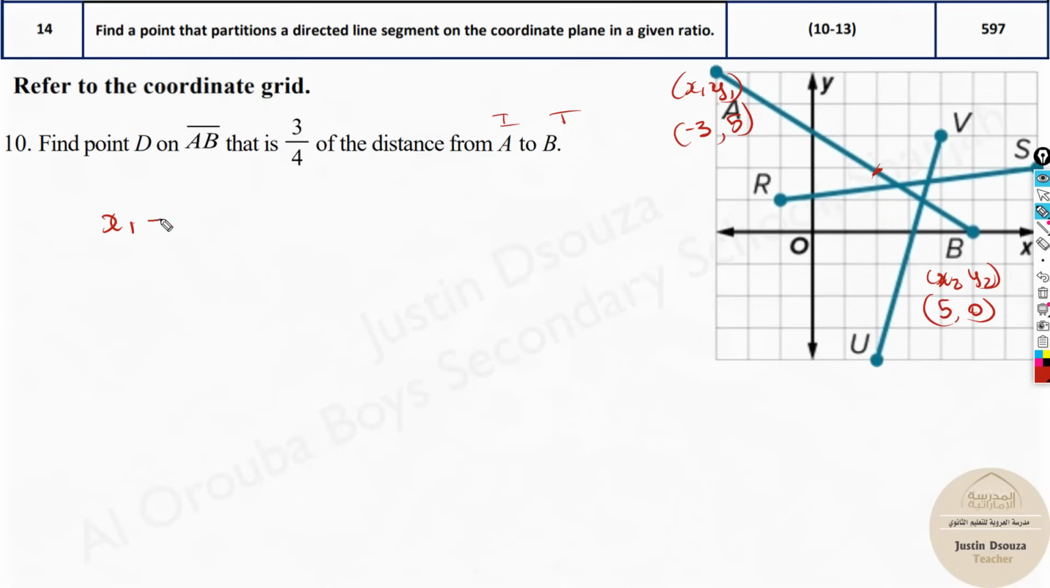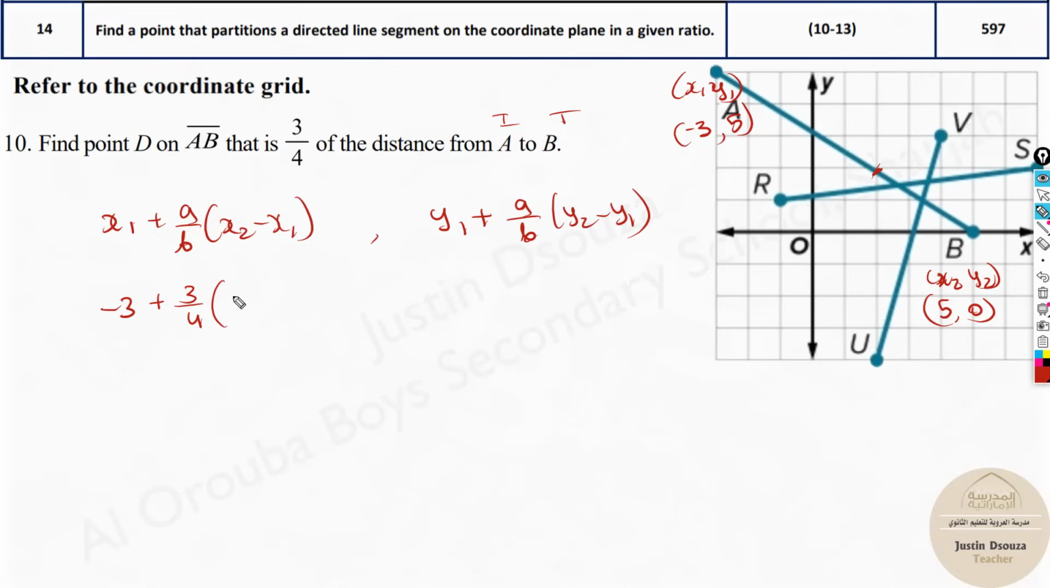Now let's write the formula. It is x1 plus a by b. I hope you remember this. We had done this just a while ago. This is for the x coordinate. What about the y coordinate? Same thing, but it'll be y1 plus a by b, y2 minus y1. Here the ratio is given, that is a by b. Now let's substitute. It's minus 3 plus 3/4 into x2, which is 5 minus of minus 3.